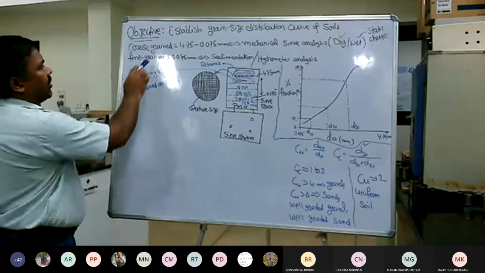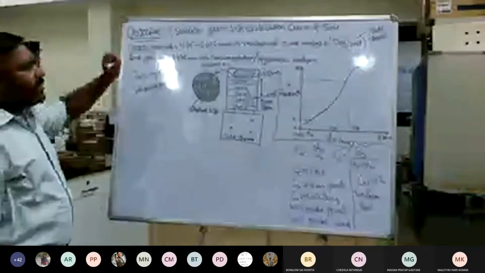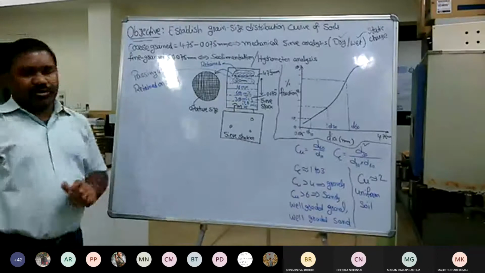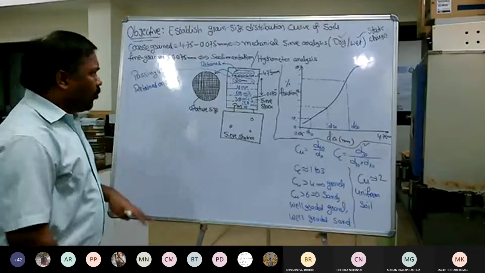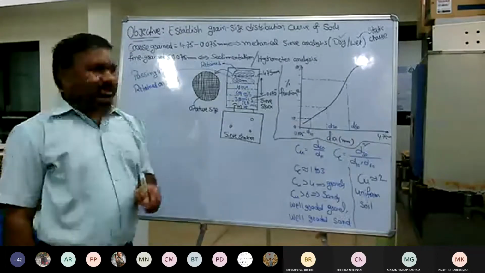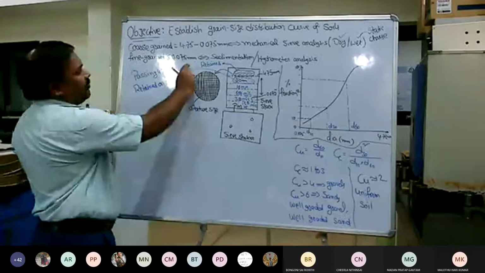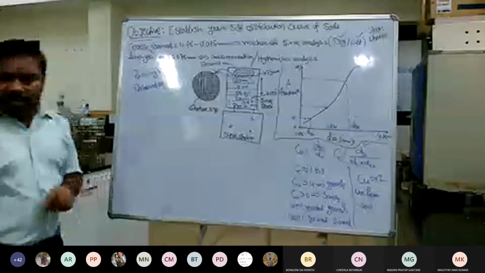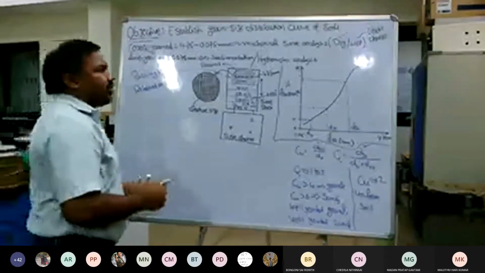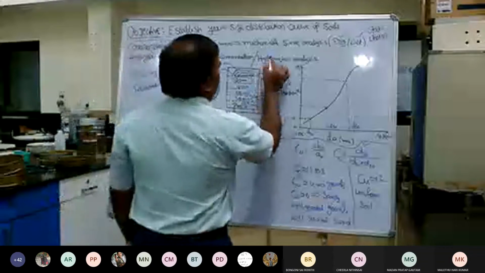While in the case of fine grain soil, whose maximum particle size is 0.075 millimeter, which is of clay size, lower than 2 microns, we normally go for sedimentation analysis using a device called a hydrometer.